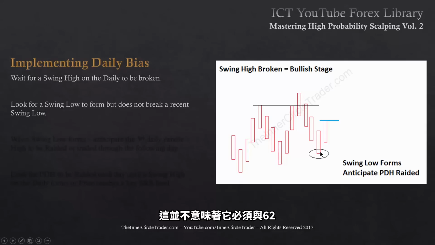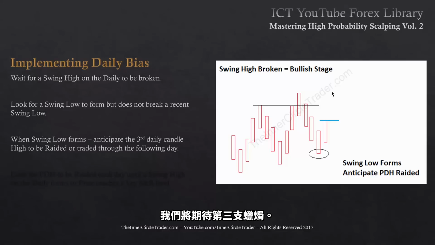Doesn't mean it has to line up with a 62 to 79 retracement level. It just means that we are in effect trading with a higher low after breaking a short-term high. So we have a break in market structure, a retracement, so therefore the market should have an ability to find momentum on the upside.